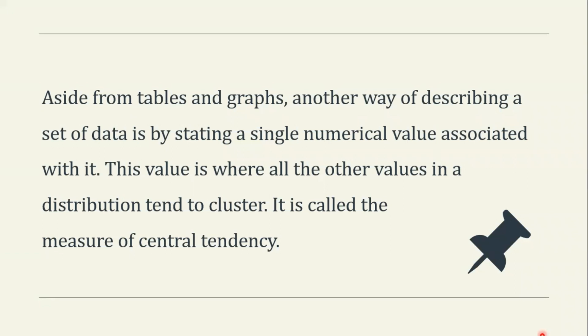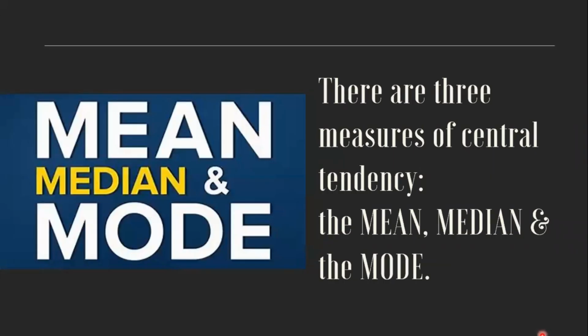Aside from tables and graphs, there is another way of describing a dataset, and that is through the measure of central tendency. It is a statistical measure used to describe the central point of distribution, or where all other values in a distribution tend to cluster. There are three measures of central tendency: the mean, median, and mode.